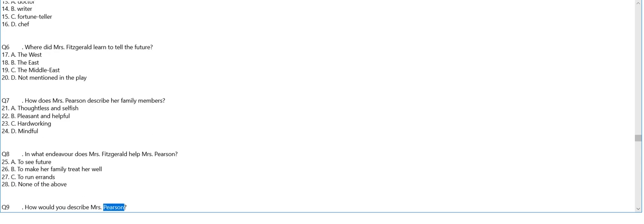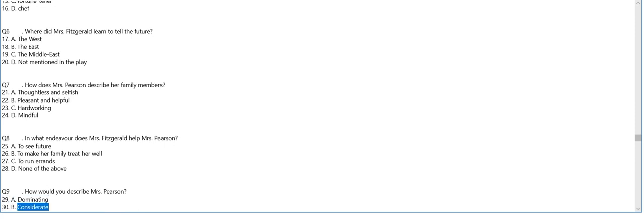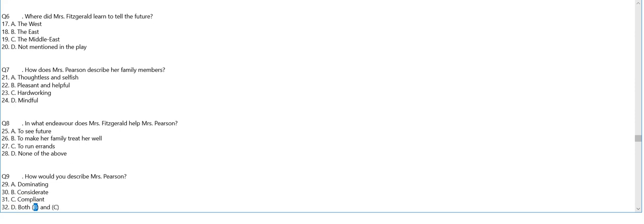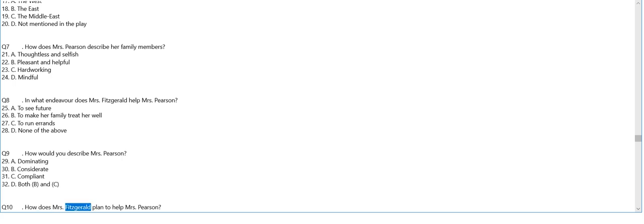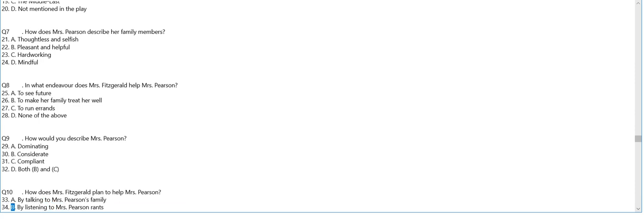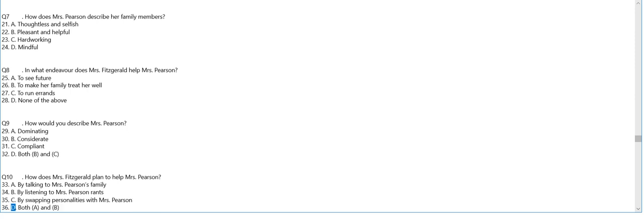Q9. How would you describe Mrs. Pearson? A. Dominating. B. Considerate. C. Compliant. D. Both B and C. Q10. How does Mrs. Fitzgerald plan to help Mrs. Pearson? A. By talking to Mrs. Pearson's family. B. By listening to Mrs. Pearson's rants. C. By swapping personalities with Mrs. Pearson. D. Both A and B.